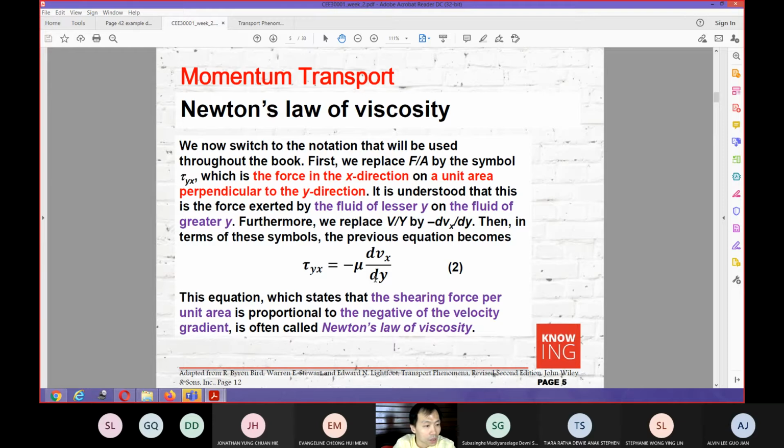Okay, Gladys, do you understand this particular point? Okay, that's the notation that is very important.